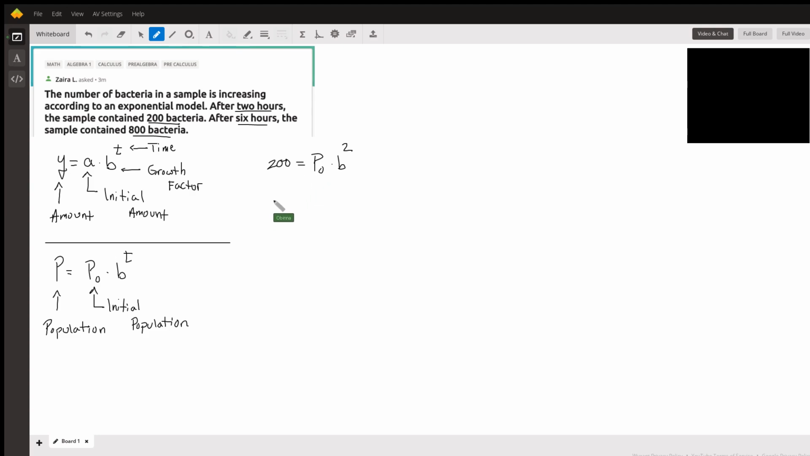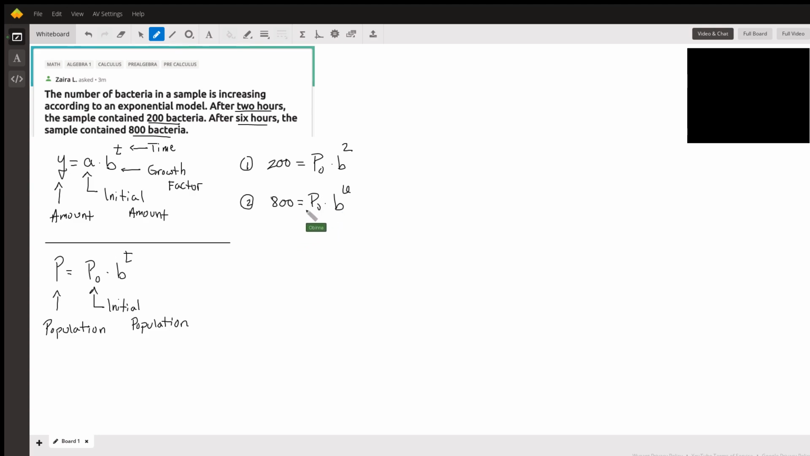So the second set of facts: 800 bacteria. Again, initial population, we don't know. The growth factor, we don't know. And the time is now 6 hours. Okay, so now we have a system of two equations that need to be solved simultaneously. This is very similar to Algebra 1 when you solve systems of linear equations. However, this is a little different.